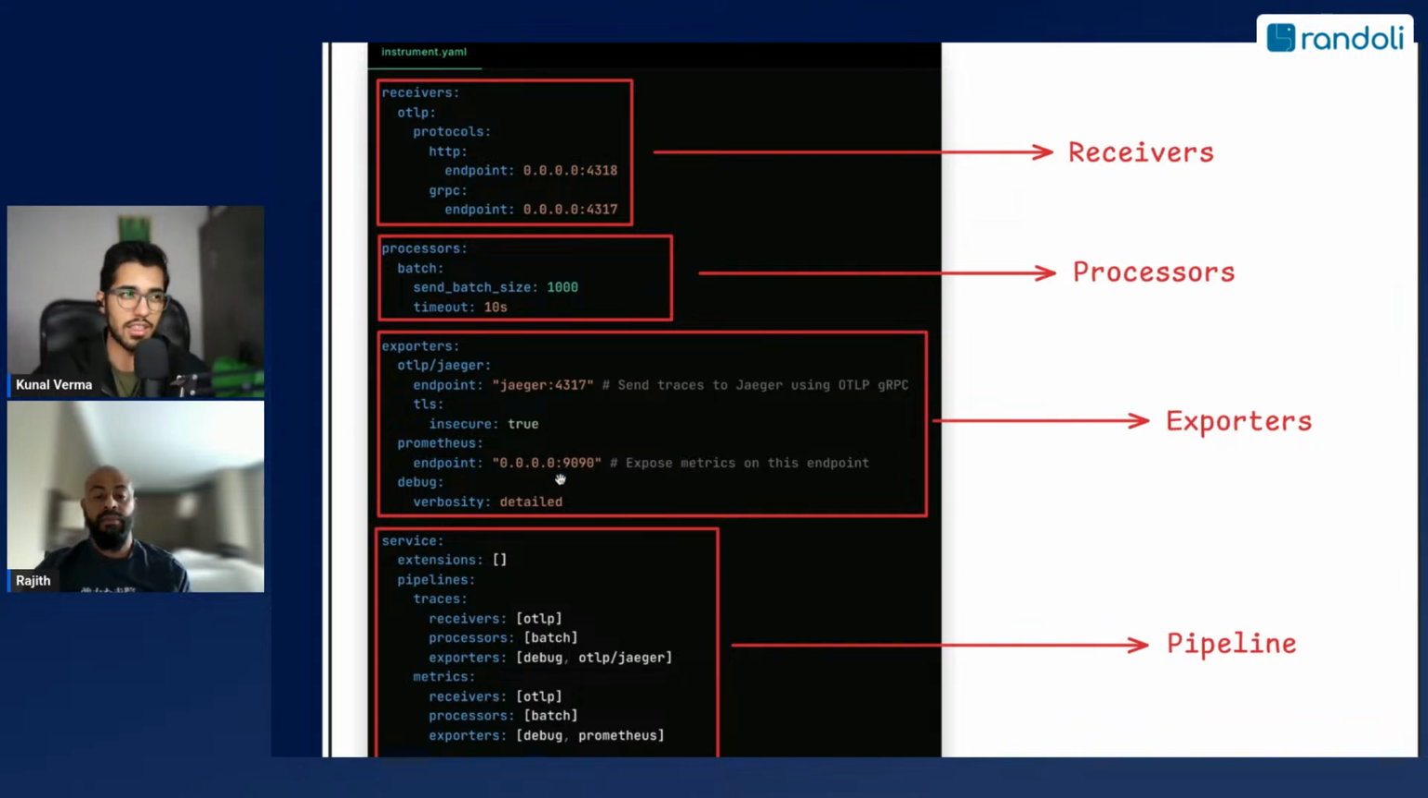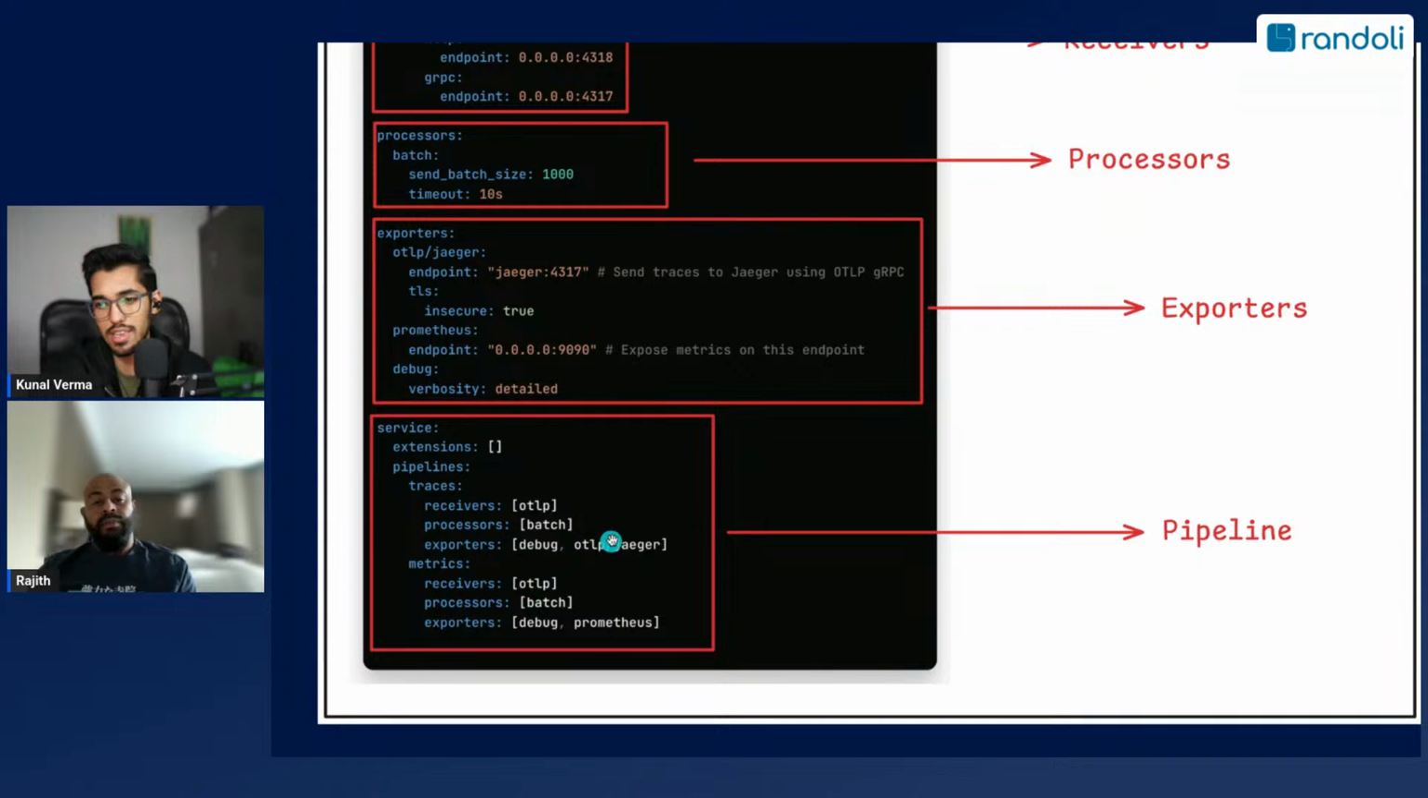So let us say right now you're using Jaeger and Prometheus, right? Let us say in the future you wish to change your observability backend. You don't have to change anything in your code. You just add your exporter here, and OpenTelemetry will take care of everything for you, right? So that's the kind of advantage that you get when you're using the OpenTelemetry collector, right?